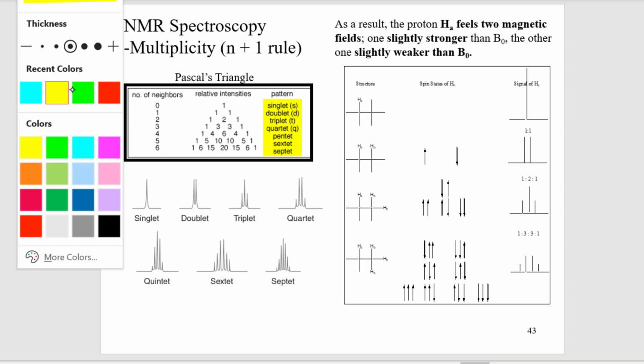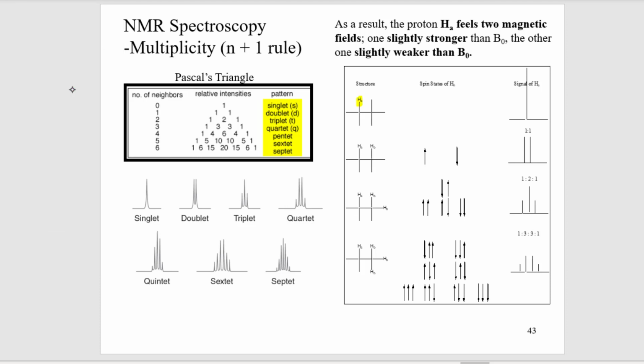Let's say I have a hydrogen, HA, on a carbon, and it does not have any hydrogens on the neighboring carbon. There are no hydrogens. Maybe it goes to more carbons. So HA is all by itself in its spin state, so it only has one possibility of how it's aligned with the magnet. And so what you're going to see is just one peak because HA is on its own.